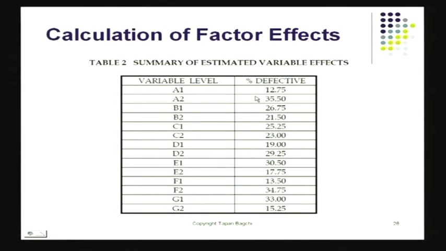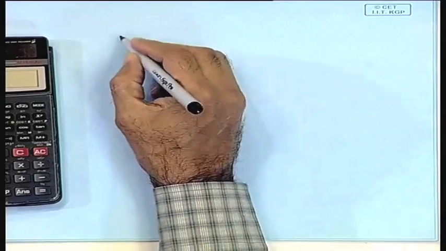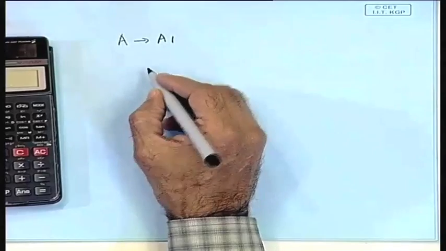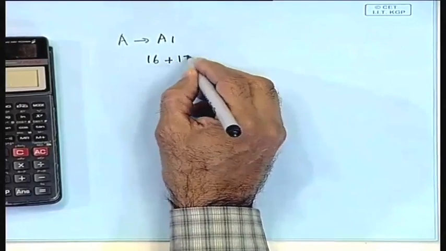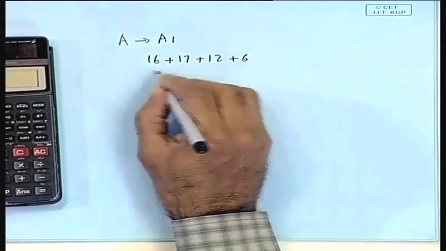I'm going to be just taking a little sheet of paper here, and I'll use my calculator. I'm going to be working out, for example, for A1, the percent defective. All I have to do is add up the readings for the runs that have been made with A set at A1. What are the readings? Readings are 16 plus 17 plus 12 plus 6 divided by 4.